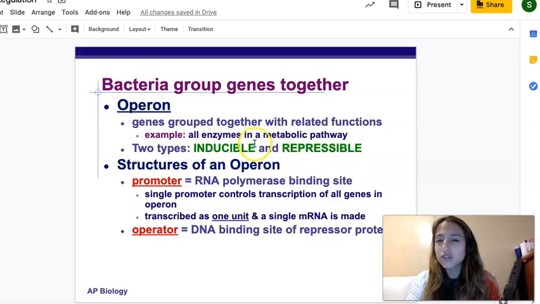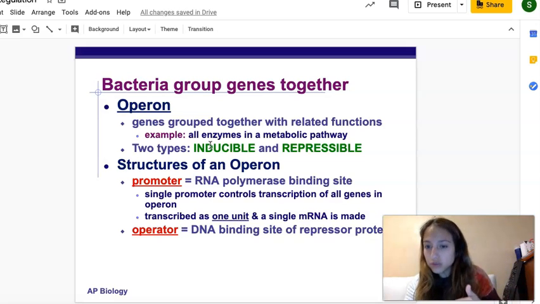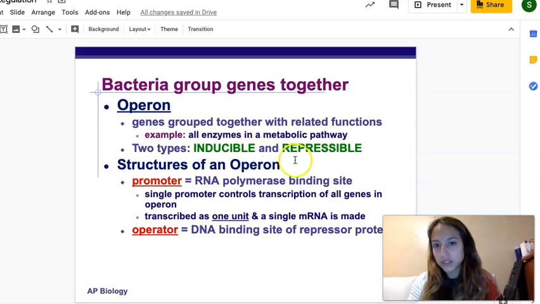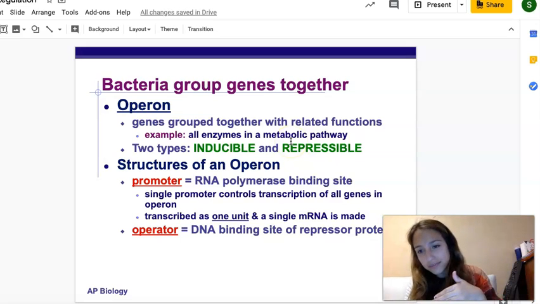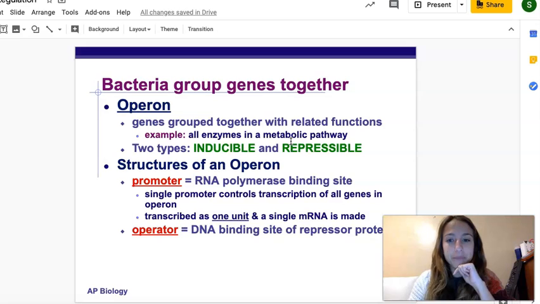If the operon is inducible, that means that the chemical signal that is used to influence the transcription and translation of those genes induces them. Those genes are induced by the chemical signal, so they're turned on by the chemical signal. If the operon is repressible, that means that the chemical signal actually turns off the transcription and translation of those genes. It turns off the operon.